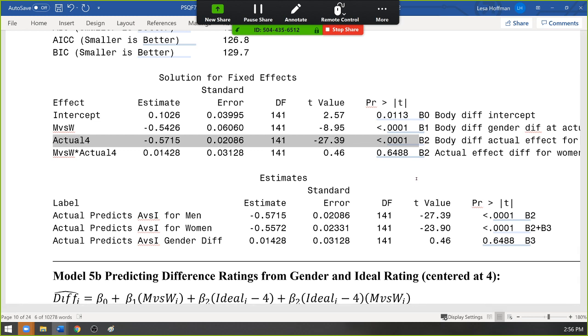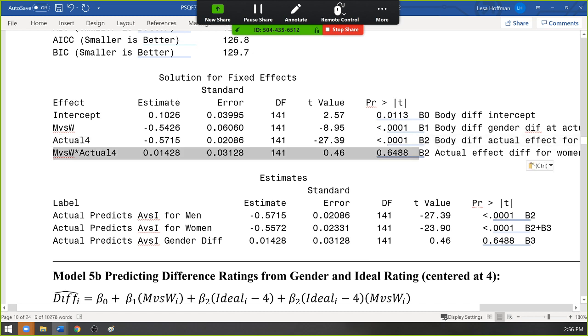People who think their actual body is larger think that their ideal should be smaller. The difference is more negative. However, that tendency does not vary between genders.